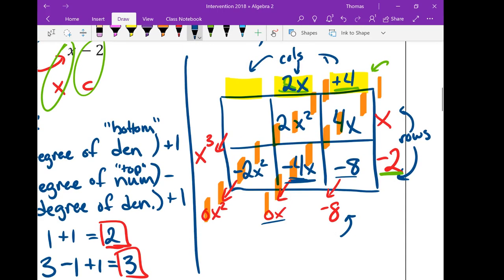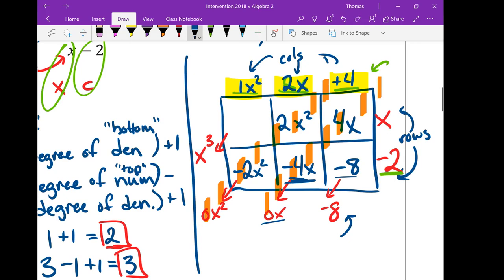Back to where we started, we have a term on the bottom. We can fill in our top piece up here. Negative 2 times what would give us negative 2x squareds? Well, negative 2 times 1 would give us a negative 2, and then we need x squared to get our x squared.